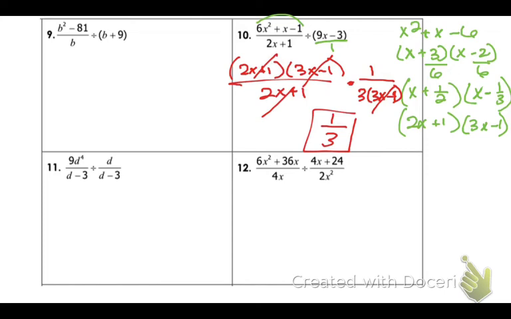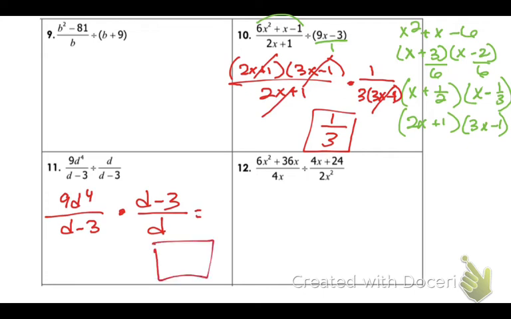Alright, I'm going to do 11 for you and then help you out on 12. So for 11, remember keep, change, flip. So you're going to do 90 to the 4th power, nothing you can do there. So there's stuff you can cancel, and then it'll get you your final answer. So go ahead and keep going.